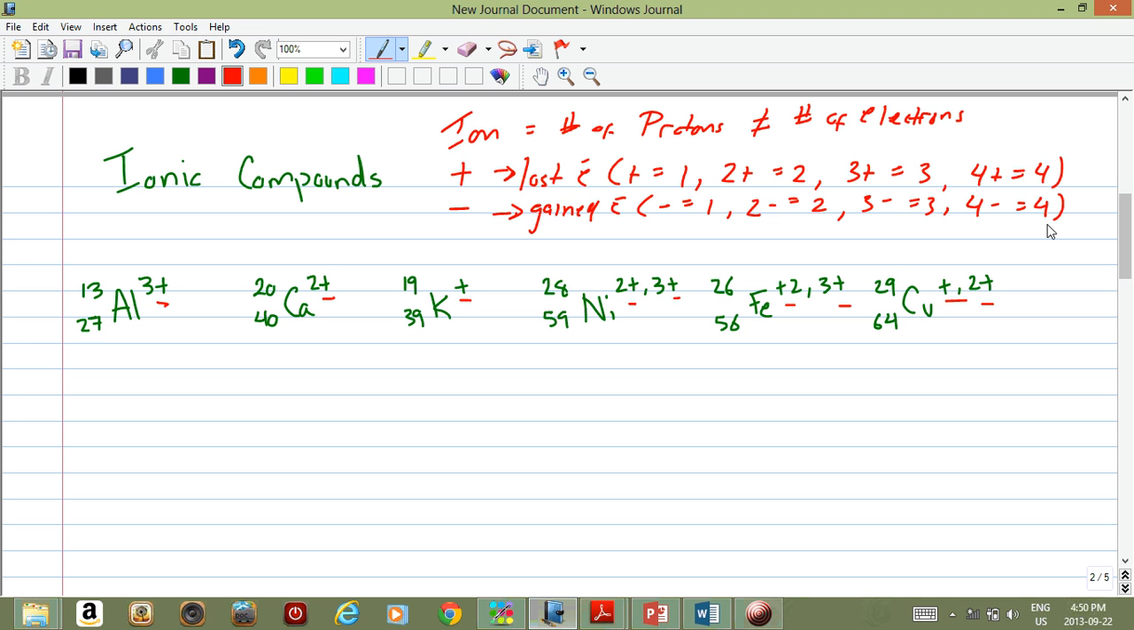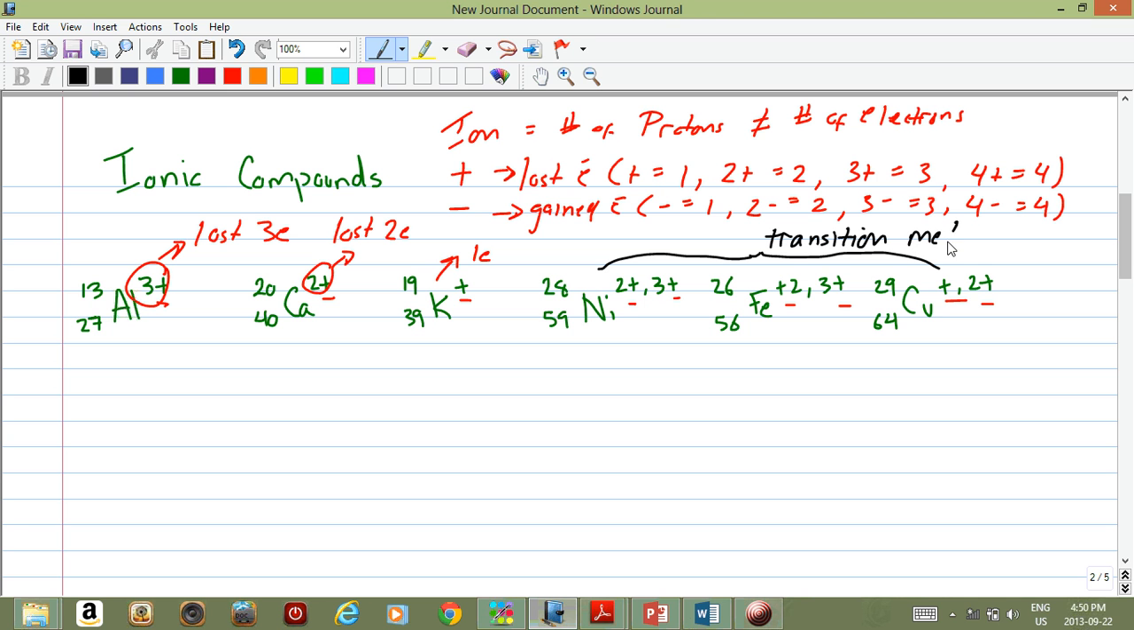So the examples below are all positive ions. For example here, this is an aluminum atom that lost 3 electrons. And this is a calcium atom that lost 2 electrons. This lost 1 electron. Now, here you'll notice that there's multiple possibilities. These 3 on the right here are examples of things called transition metals. And some transition metals have more than one charge.